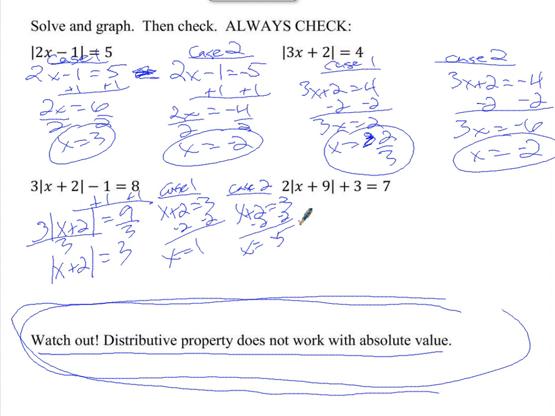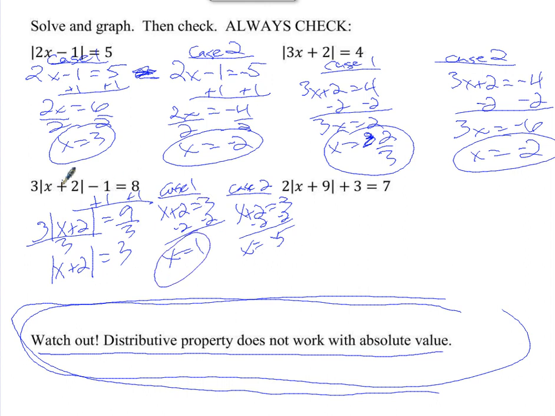Plug it back in where? To the original equation that you had. You have to go all the way back to the start. X equals 1. 1 plus 2 is 3. The absolute value of 3 is 3. 3 times 3 is 9, plus -1. 9 minus 1? 8. So this one works.